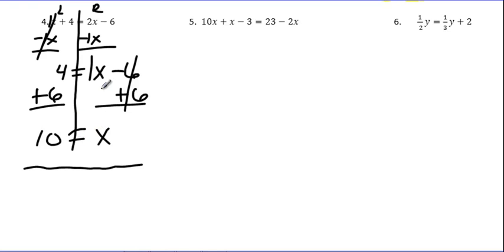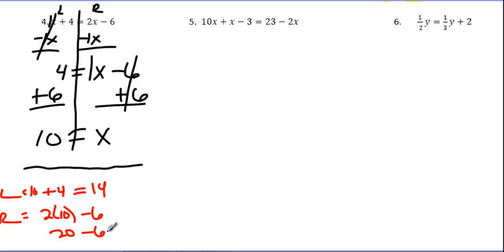Checking your answer with variables on both sides is the same thing you did before, except now you have 2 calculations to do. I put 10 in for the first one. I have 10 plus 4 equals 14. Now I have to do the right side. So this was the left side. Now I'm going to do the right side. So I have 2 times 10 minus 6. 2 times 10 is 20, minus 6 is 14. 14 equals 14. We know that is right. That's how you check yourself.